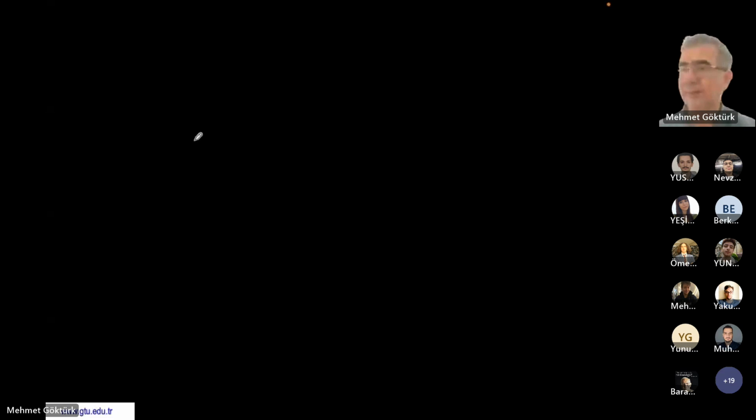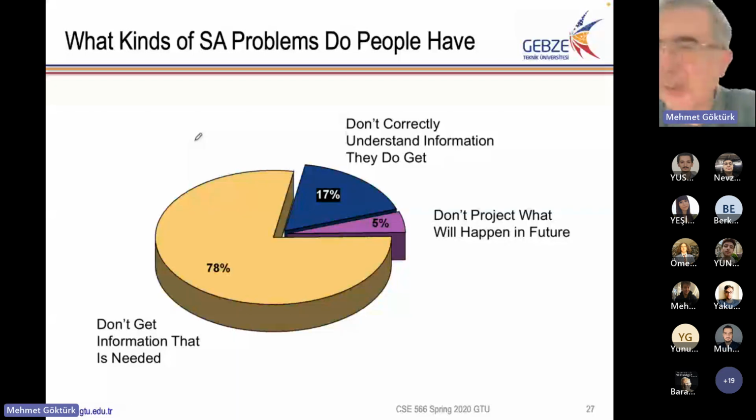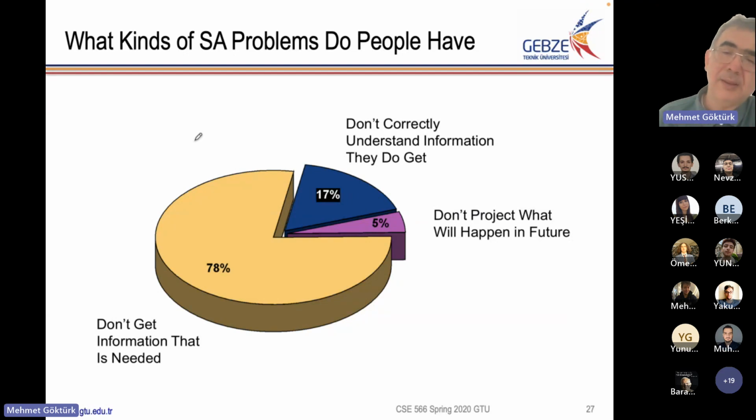Okay. So what kind of situational awareness problems do we have in general? In 80% of the cases, the information is not seen from the user interface or not provided. Second, they don't understand it. They see it, but they don't understand it. They can't project what will happen in the future. That is a very small percentage, like 5% of the cases. So we have to first focus on the fact that they don't get the needed information.